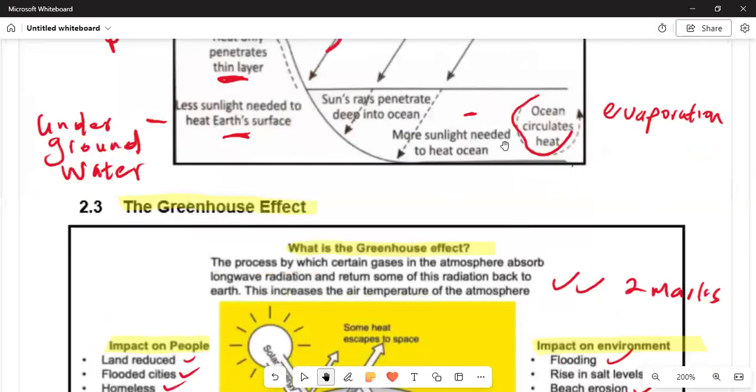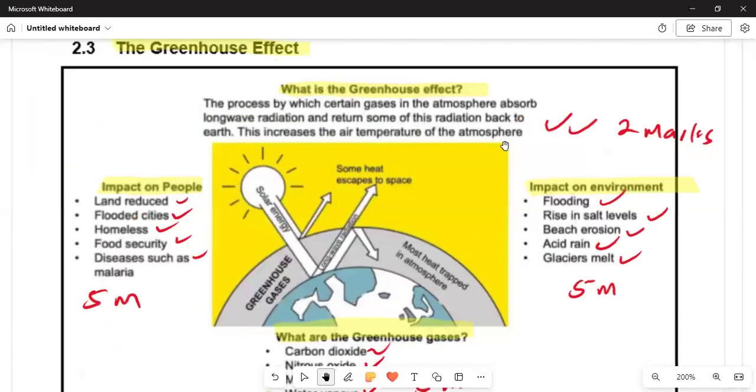And then when we are moving on, we are in 2.3. We are talking about the greenhouse effect. We need to understand the greenhouse effect before we can discuss it further. In the examination, they can say define the term greenhouse effect.